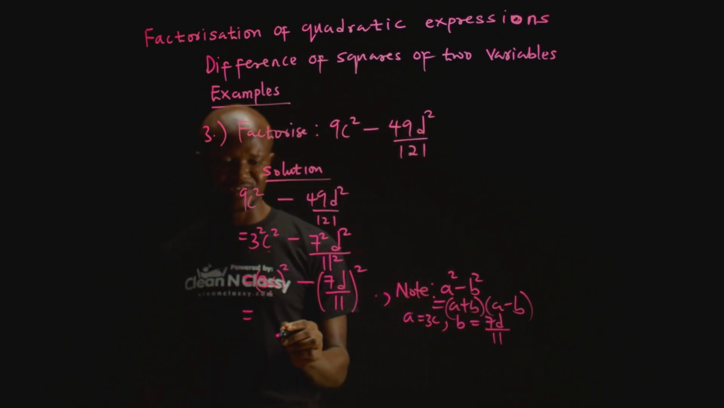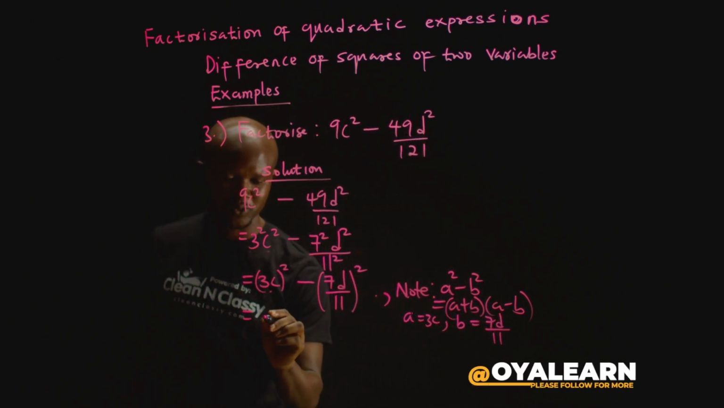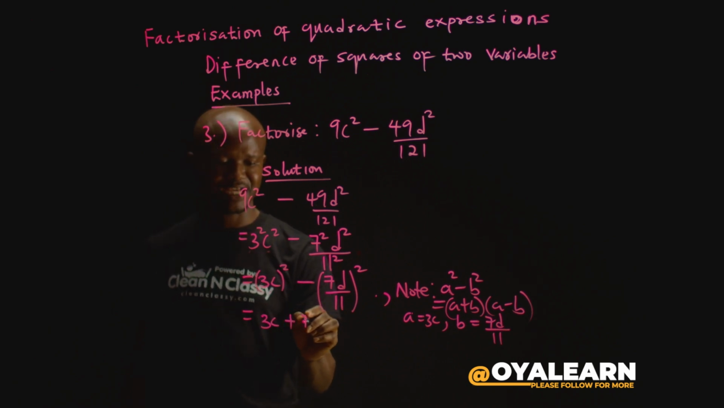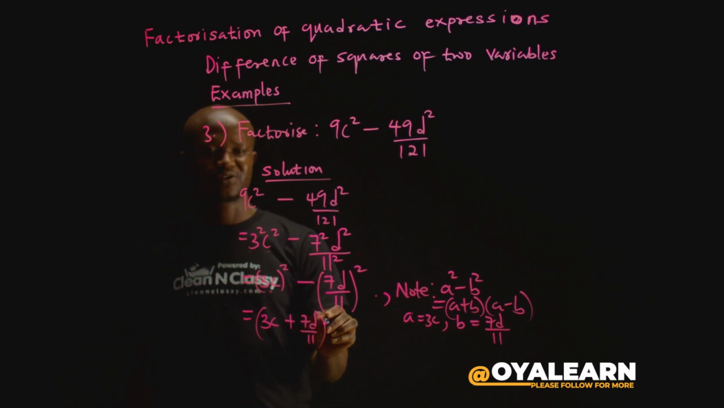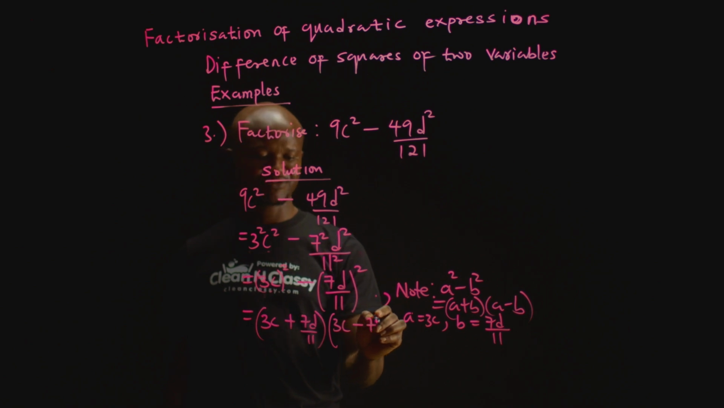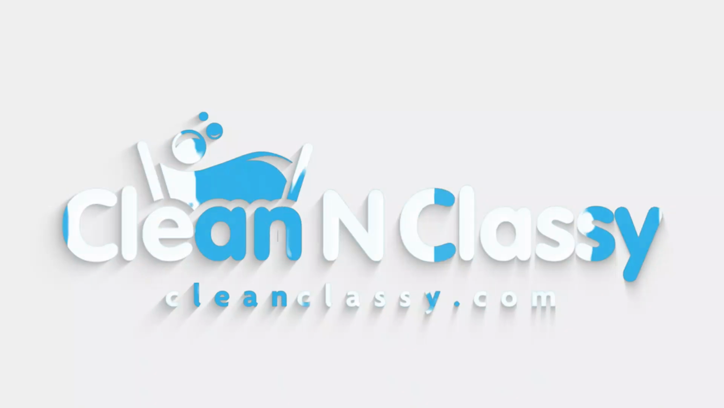So in this case, factorizing, we have our final answer. We are going to have 3c plus 7d divided by 11 into bracket what do we have? 3c minus 7d divided by 11. That is the solution to the problem.